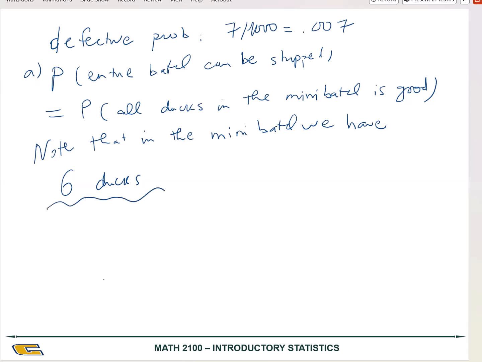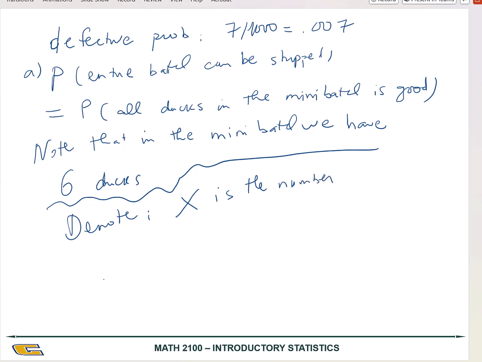And if we know X is the number of, maybe, good ducks, right? You can define good ducks or defective ducks. It depends on the event you define, okay? So here, the number of defective ducks, okay?